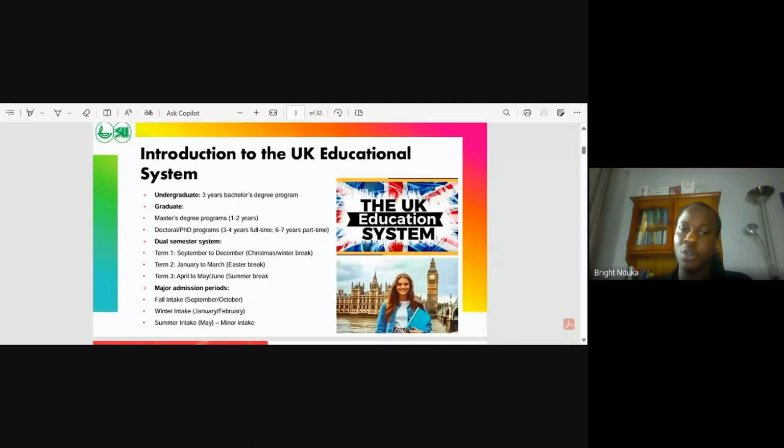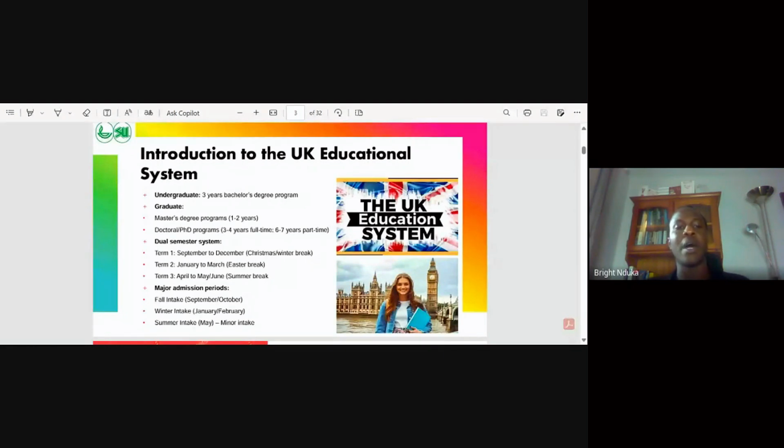Then for the doctoral program, we have 3 to 4 years for a full-time program or 6 to 7 years for a part-time program. Depending on the nature of the program that you are looking at, it can either be 3 to 4 years for a full-time doctoral research degree, or 6 to 7 years for a part-time doctoral research program.